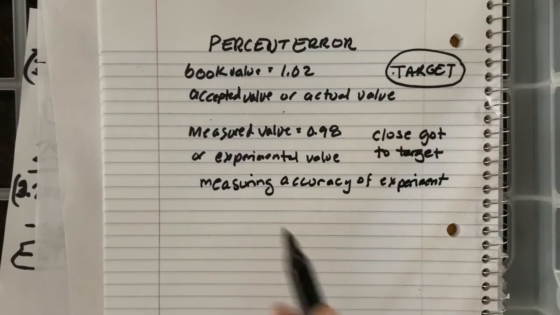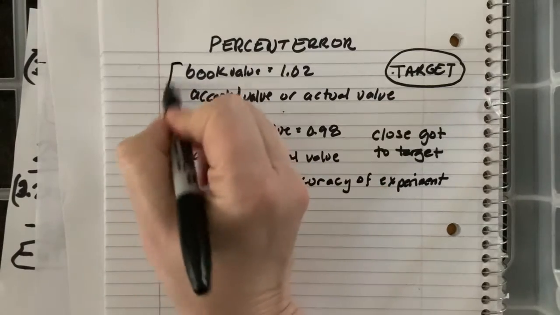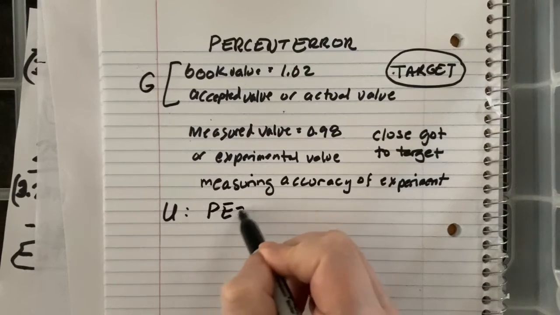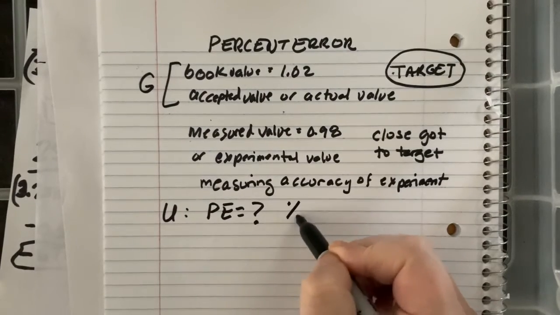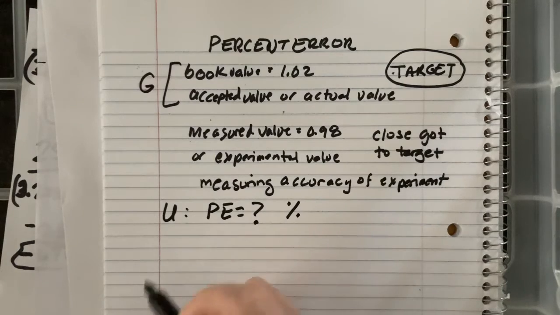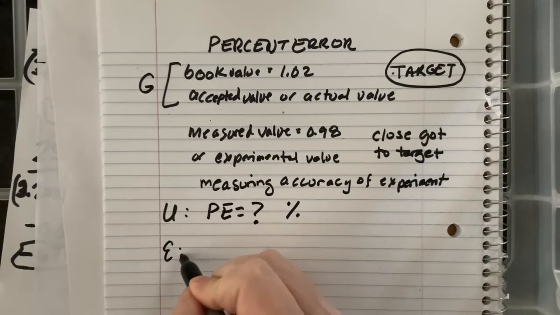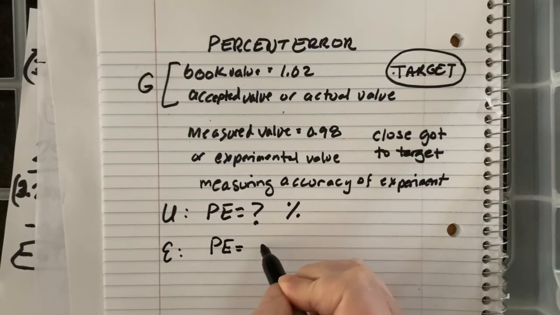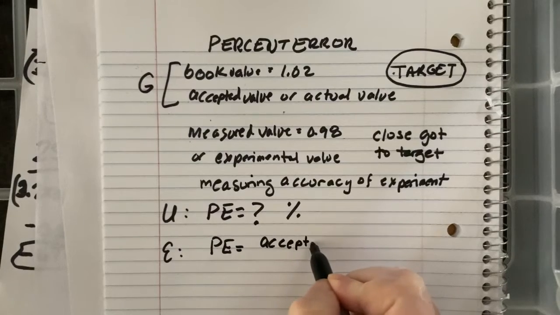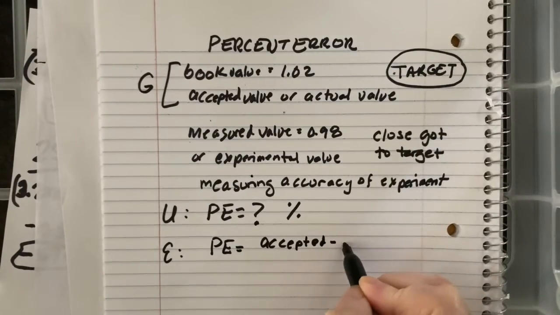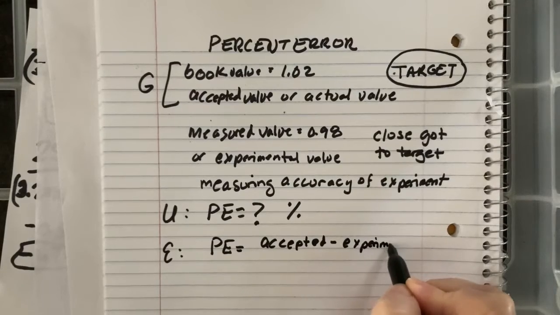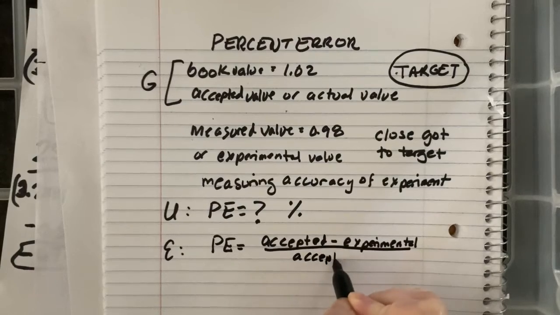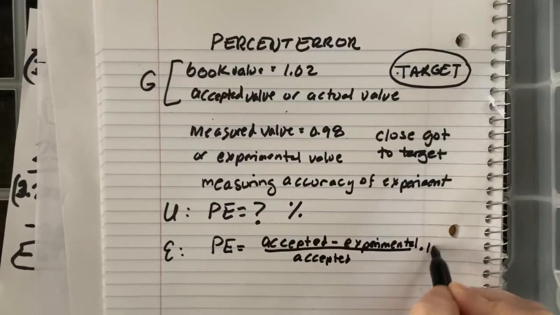Okay, so we have our givens here. Our unknown is we're finding percent error. Okay, percent error is going to be in a percent, so I'm not going to write any units there. I'm just going to remind myself that we like it in percent form. Our equation, percent error is equal to accepted minus experimental over accepted times 100%.